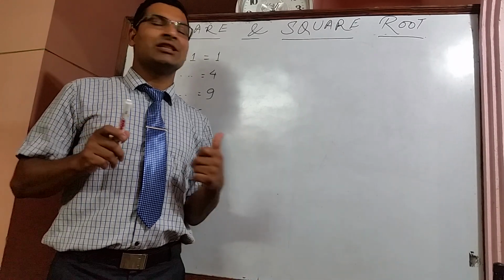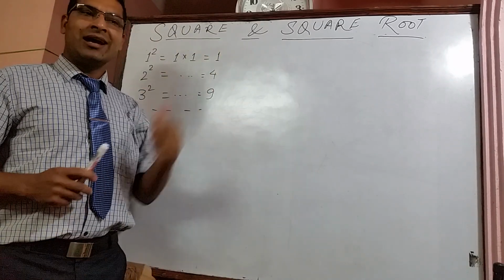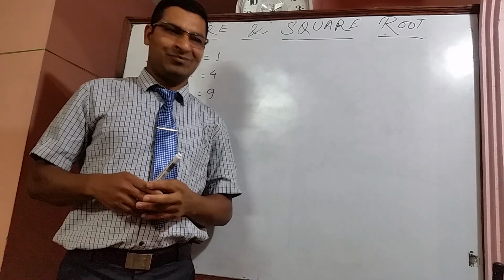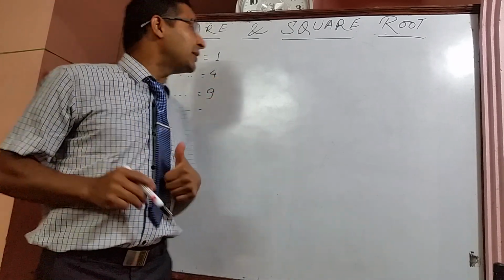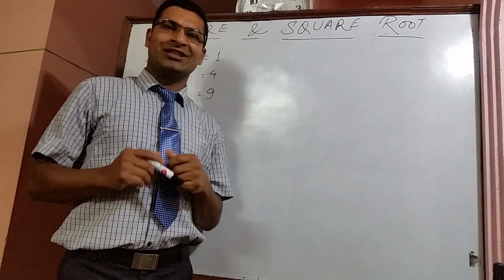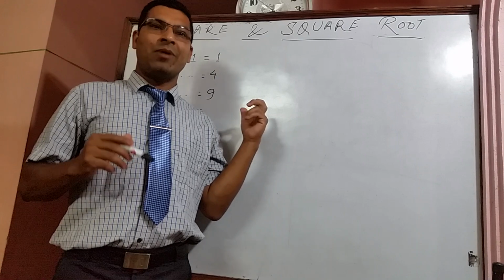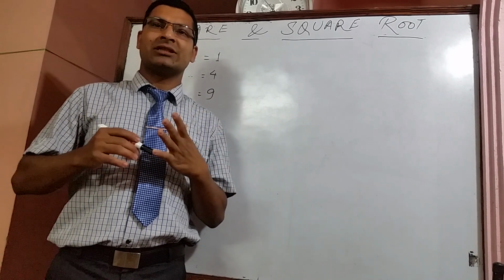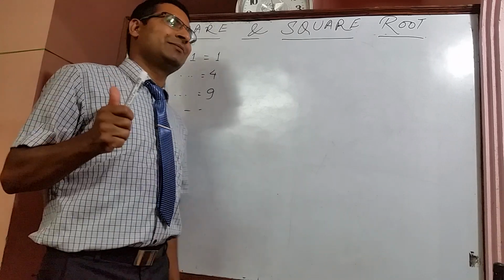And I had given you a question about who discovered and when the concept of square and square root. Some of you have given me the answer. Very good, great. Your answer was correct. It was discovered by the mathematicians of Babylon between 1800 and 1600 BC.